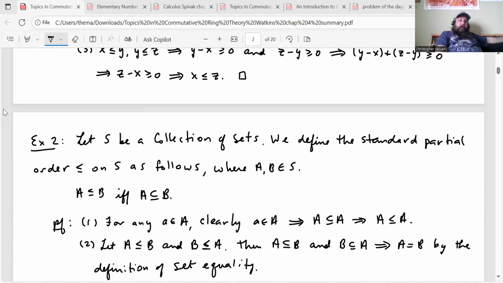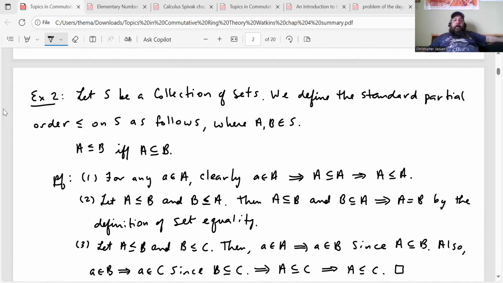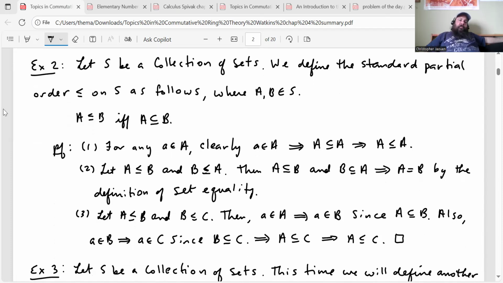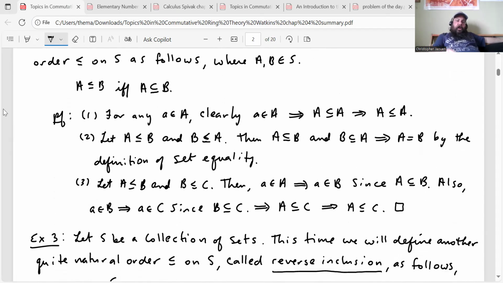Example 2: let S be a collection of sets. We define the standard partial order on S as follows, where A, B are sets in S: A is less than or equal to B if and only if A is a subset of B. And like I said, I won't belabor this. If you want to, read through this in detail. You just have to show that it satisfies the three conditions. I won't go through this in detail because it's very similar to what we just did, but you can pause your screen and look at this if you want to.